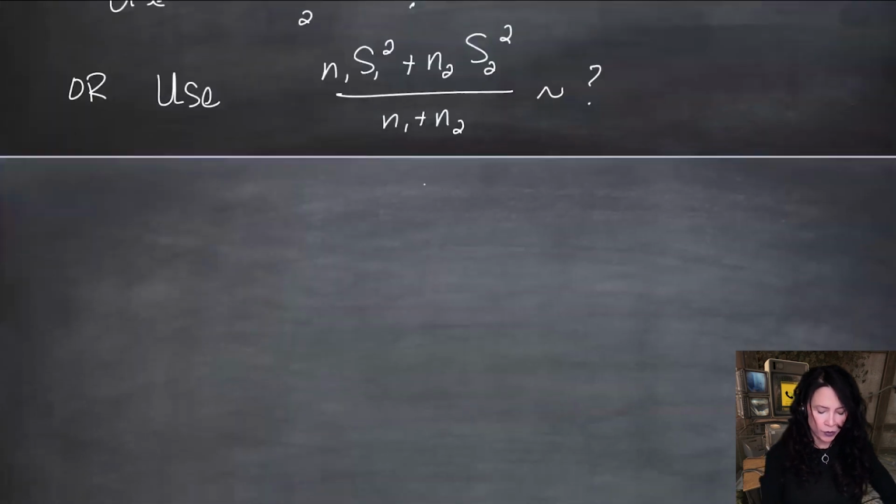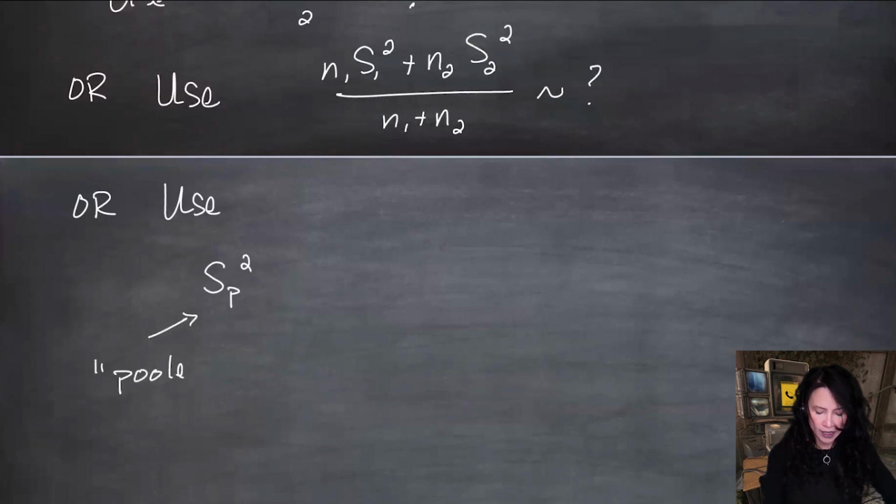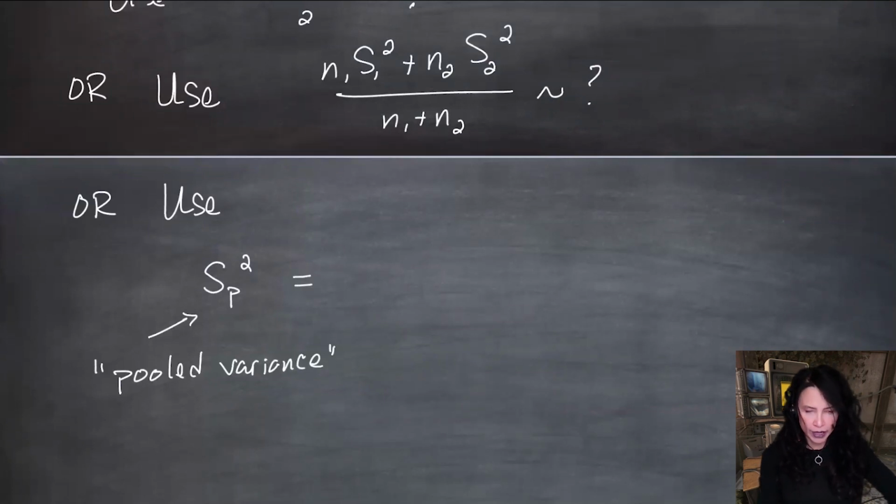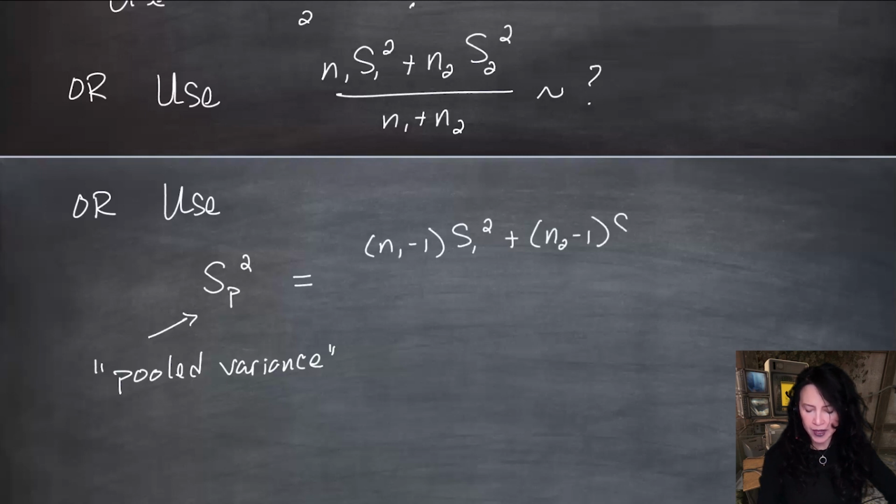Instead, I'm going to go with a third option. I'm going to use a different kind of weighted average, and I'm going to have notation for it. We're going to call it Sp squared. This stands for pooled variance. And like the example at the top of the screen right now in the center, it is going to be a weighted average, but slightly different. So I'm going to take (n1 minus 1) s1 squared plus (n2 minus 1) s2 squared, over the sum of those coefficients. When you add them together, you get n1 plus n2 minus 2.